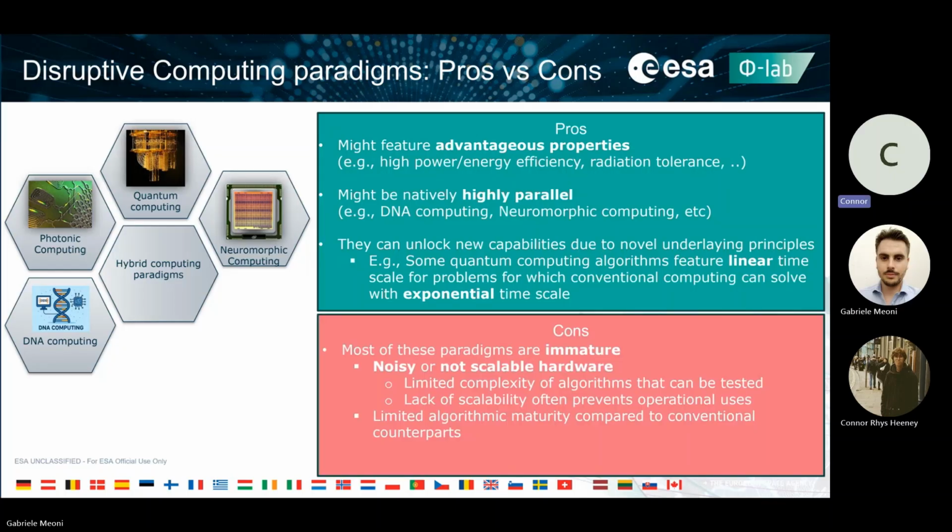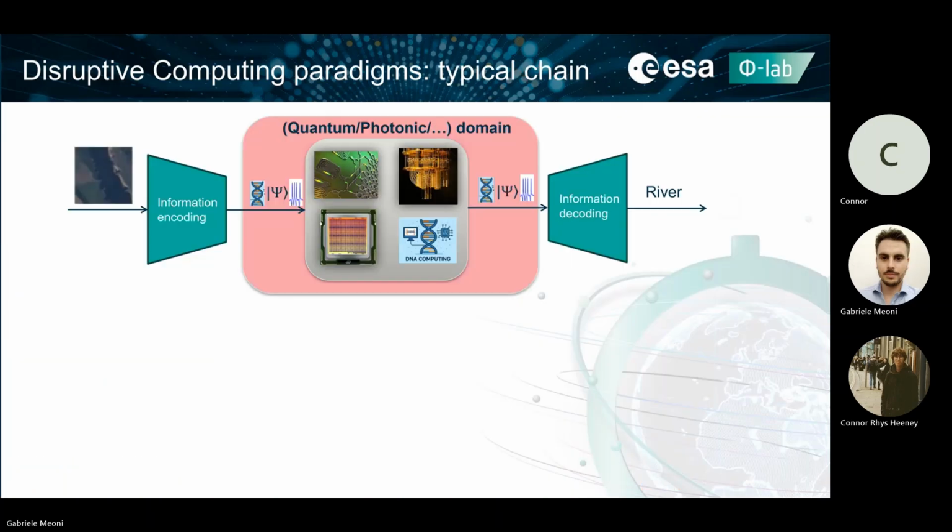Cons: most of them, since they are disruptive, are novel, and not very mature. You're not going to have stable hardware at the moment for most of them. You might have it for others. Neuromorphic is a bit more advanced in that sense. Hardware might not scale very well because it is not using CMOS technology, it's using very new technology. And the maturity of the algorithms themselves is not that high today.